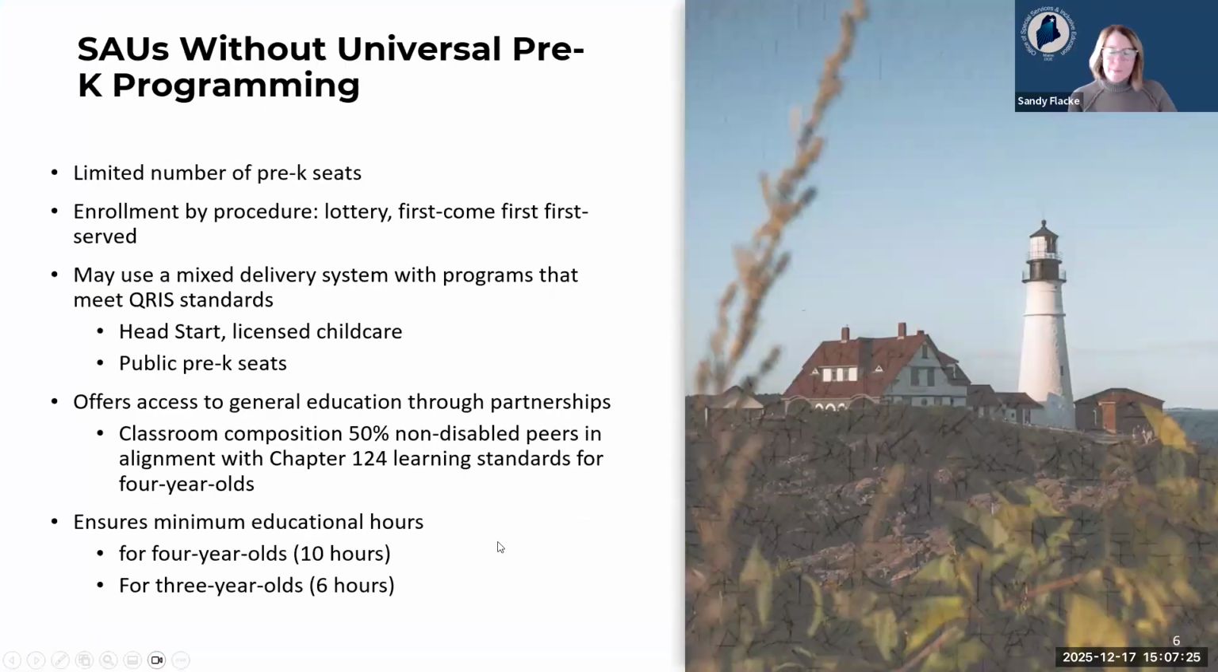So we also want to review what we mean when we're talking about SAUs with and without preschool programming. SAUs without universal pre-K programming have a limited number of pre-K seats. They typically have some sort of enrollment procedure. They might do a lottery, they might do first come, first serve, they might have a weighted mechanism to ensure that the composition of students mirrors their own public school composition, but there aren't enough seats in their public pre-K programs to provide a space for every eligible four-year-old in their community.